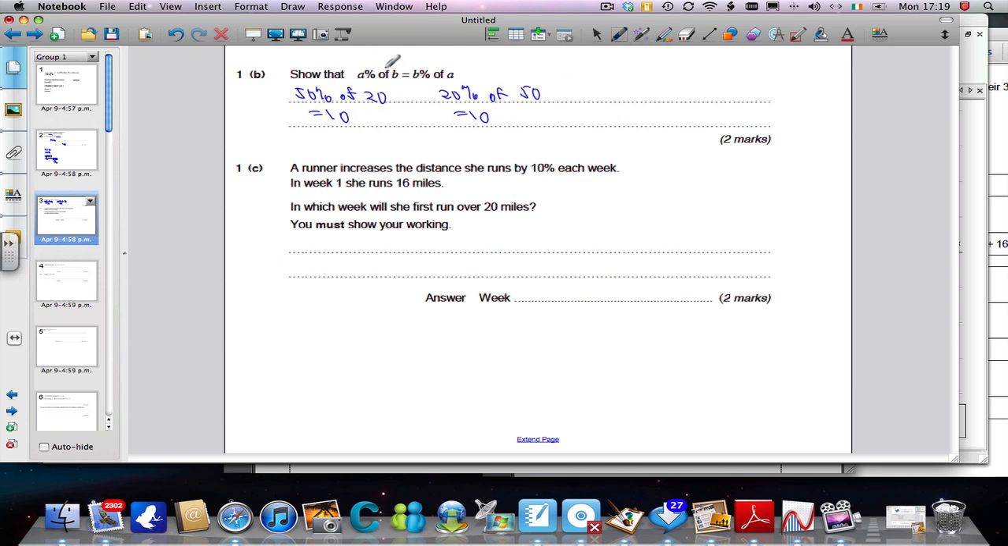How can we show it algebraically? Well, of in mathematics generally means multiply, so we can use that fact. And A% is going to be A over 100 of B, so times that by B, equals AB over 100. And B% of A is going to be B over 100 times by A, which is BA over 100, and AB over 100 is the same as BA over 100, so this is correct.